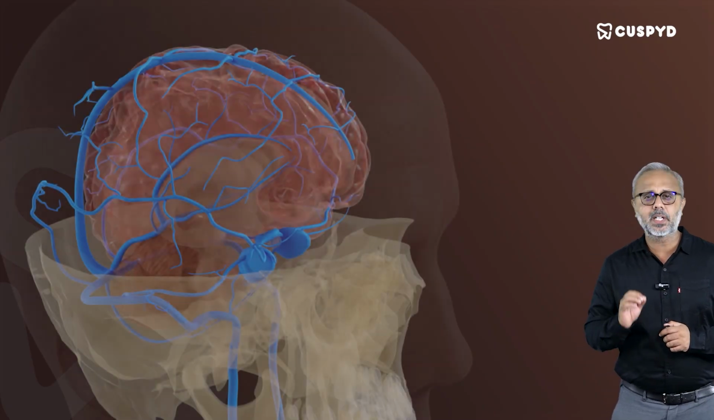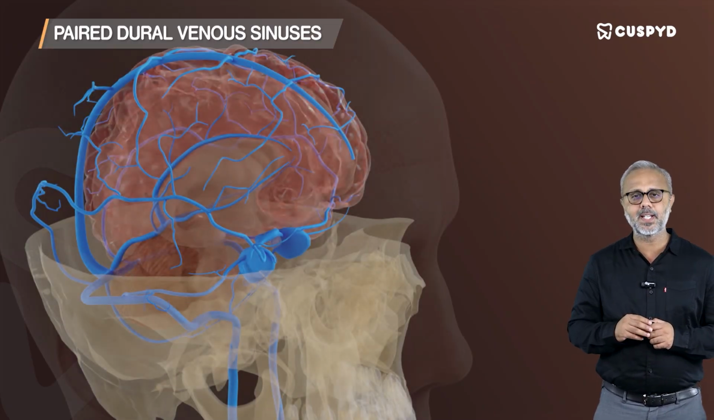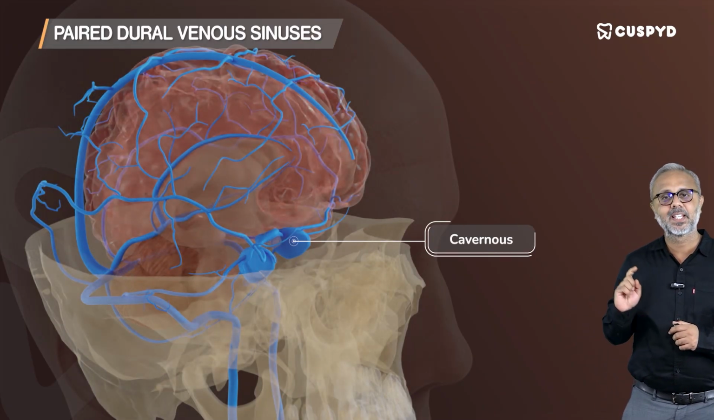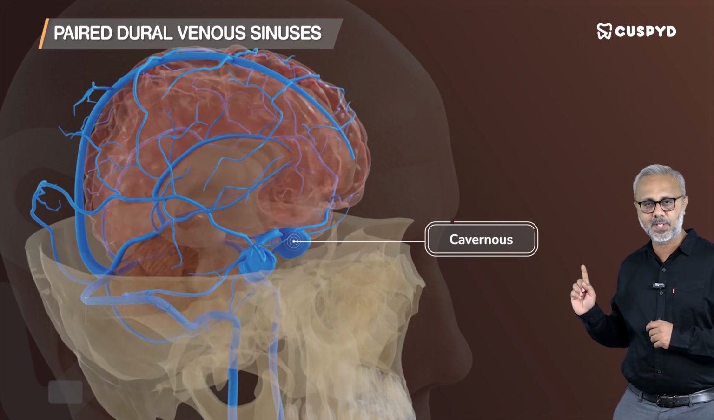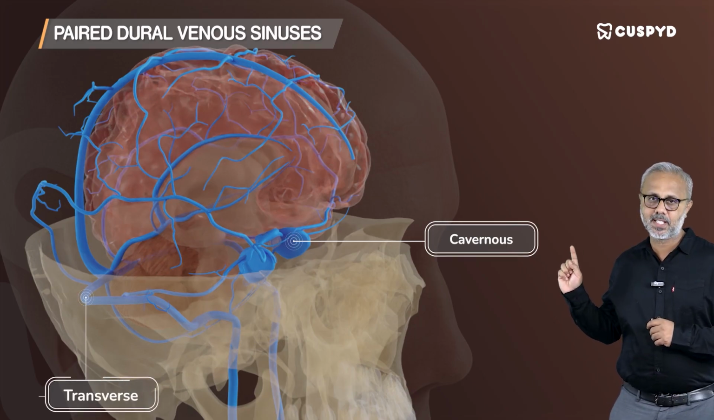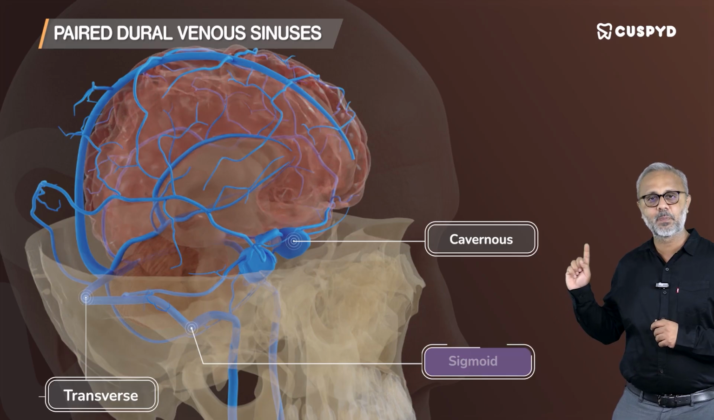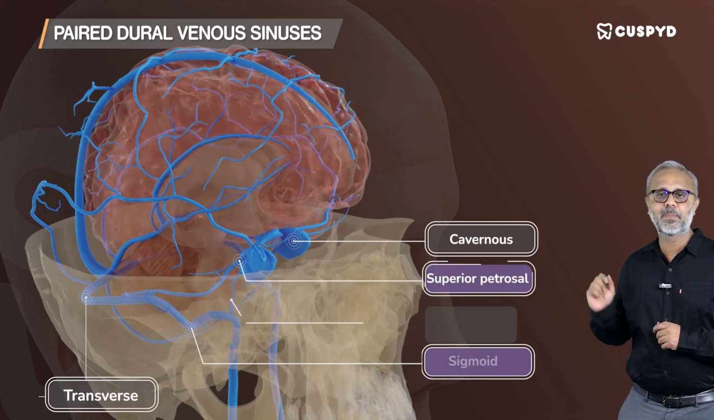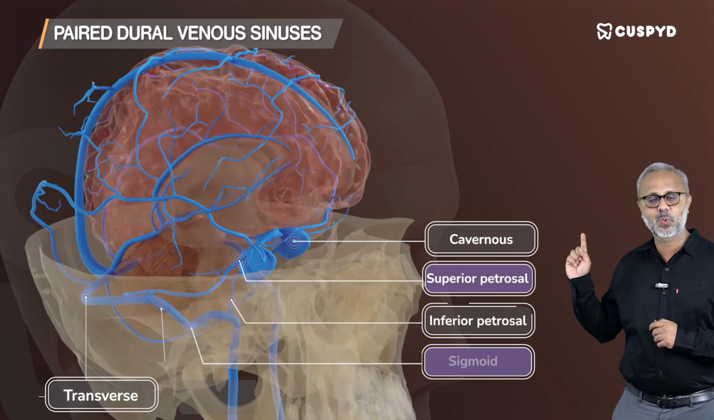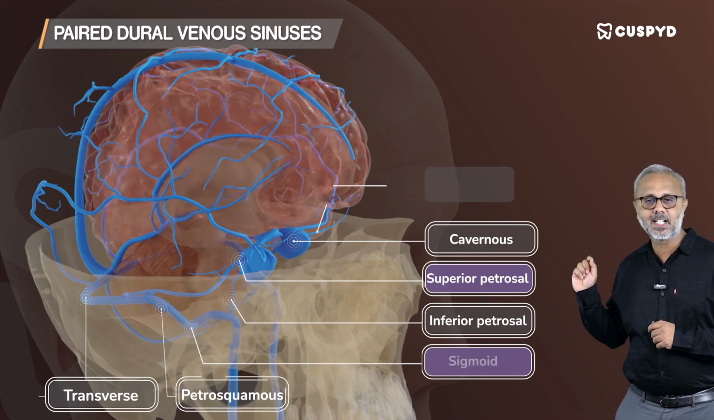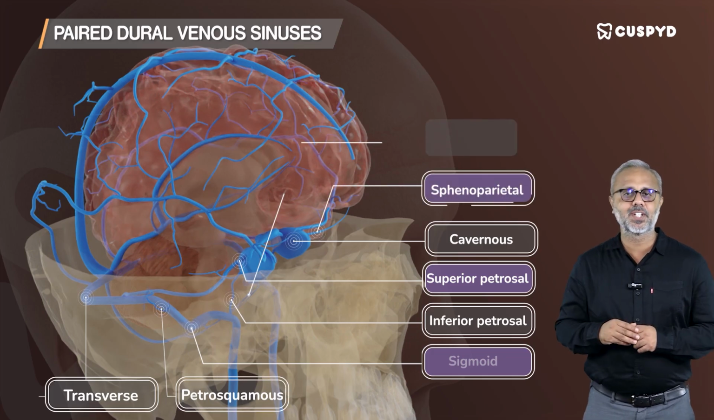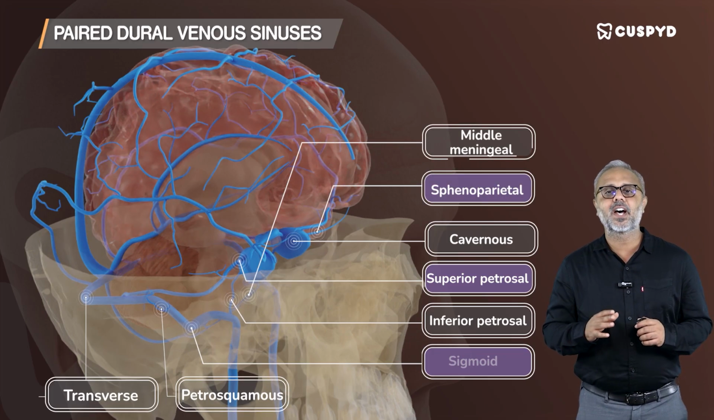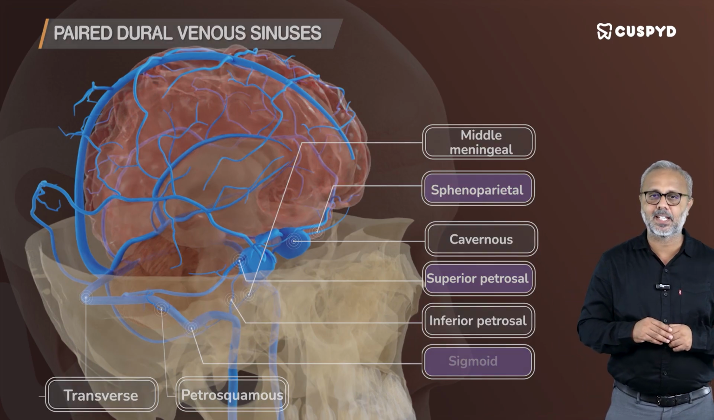The most important of the paired dural sinuses we have is the cavernous sinus, then we have the transverse sinus, continuing as sigmoid sinus, then we have superior petrosal sinus, inferior petrosal sinus, petrosquamous sinuses, sphenoparietal sinuses and middle meningeal sinus. These are the paired dural venous sinuses.